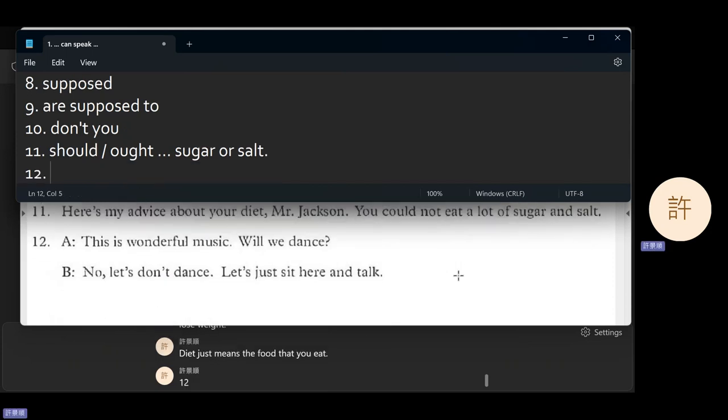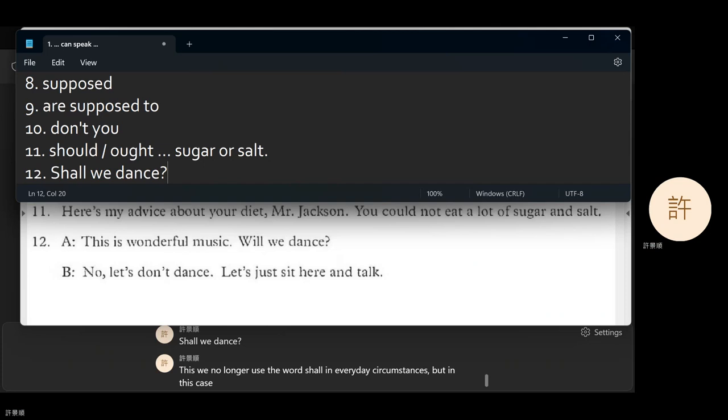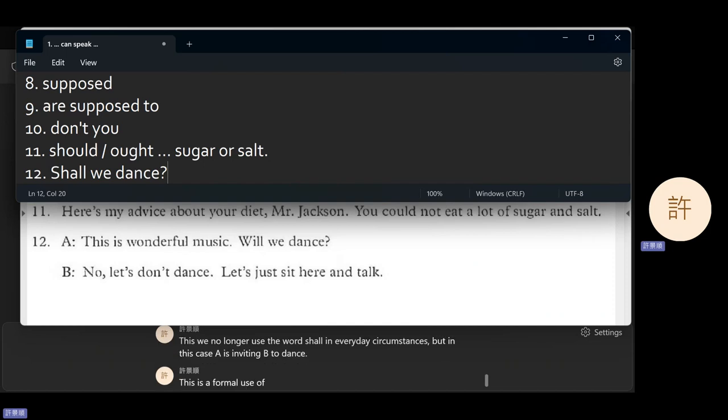12. This is wonderful music. Will we dance? Okay, this should be shall. Shall we dance? We no longer use the word shall in everyday circumstances, but in this case, A is inviting B to dance. This is a formal use of language. So for an invitation, usually we use shall.